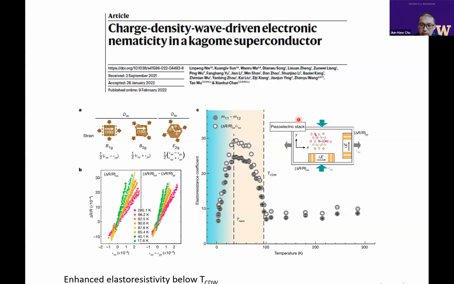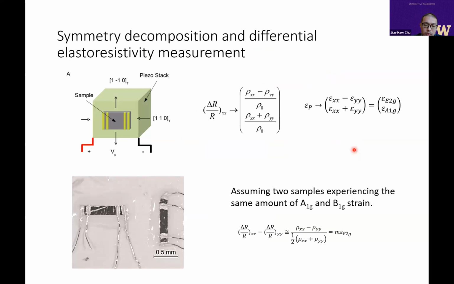If you look at their measurement schematics, what they have is a piezo stack, which is responsible for generating an anisotropic strain. And then you glue the crystal on the piezo stack. But they have two samples, two bar-like, matchstick-like samples, glued along orthogonal directions. The reason for doing that is because you need to do symmetry decompositions in elastoresistivity measurements.